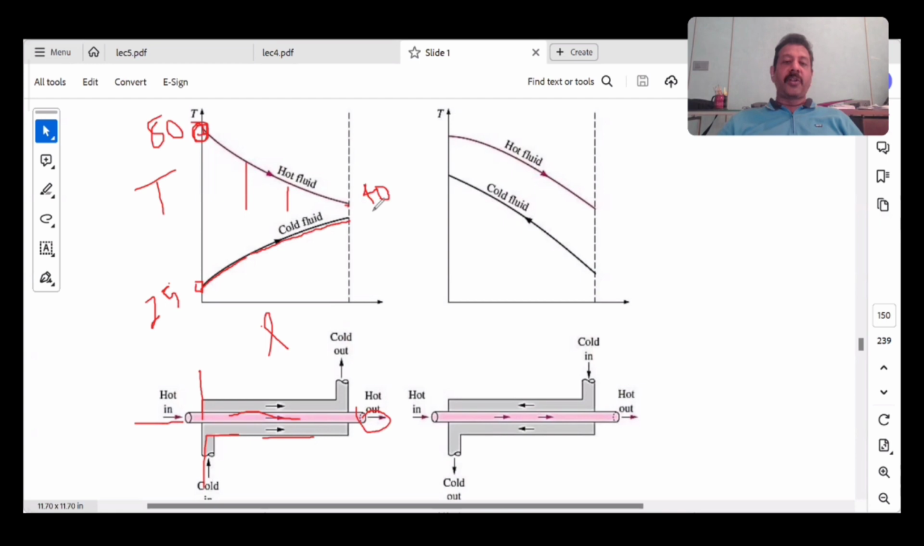எவ்வளவு மேக்ஸிமம் டெம்பரேச்சர் வர முடியும்? 40 கீழே தானே வர முடியும். 40க்கு மேல போக முடியாது. ஏன்னா இதோட அவுட்லெட், ஹாட் ஃப்ளூயிடோட அவுட்லெட் டெம்பரேச்சரே 40 தான். ஸோ சப்போஸ் நீங்க 38 டிகிரிஸ் வரைக்கும் ரீச் ஆகுது. ஓகே.